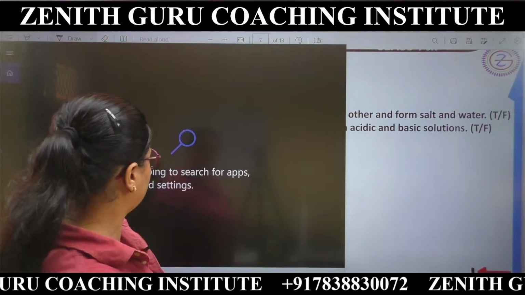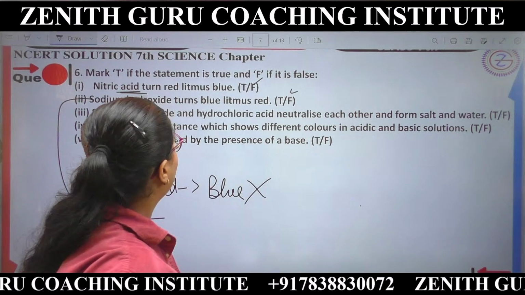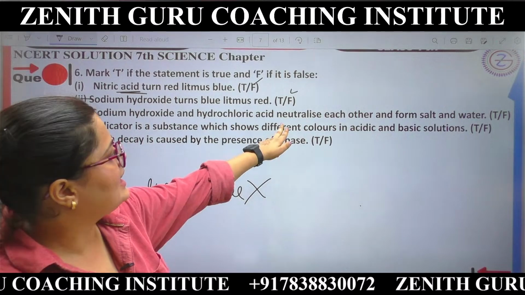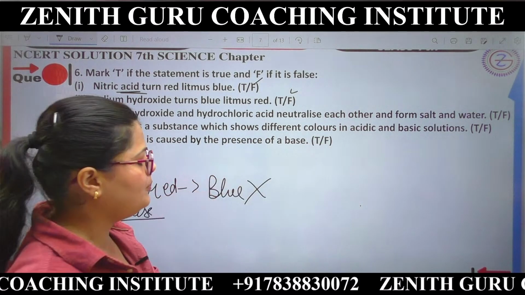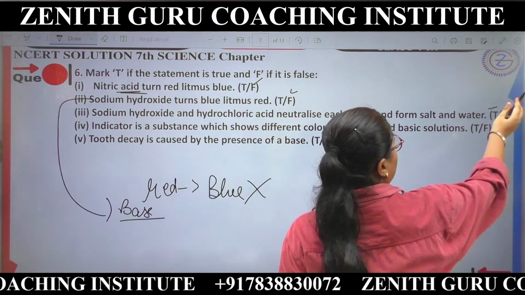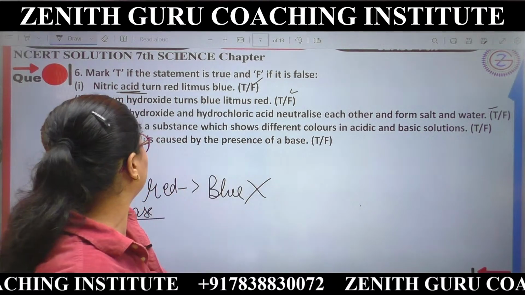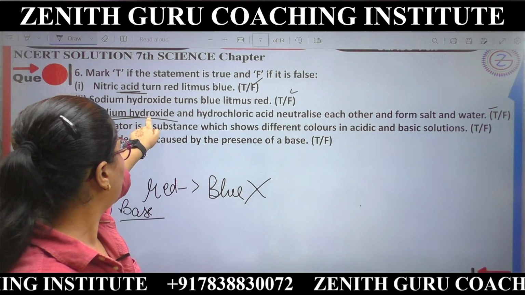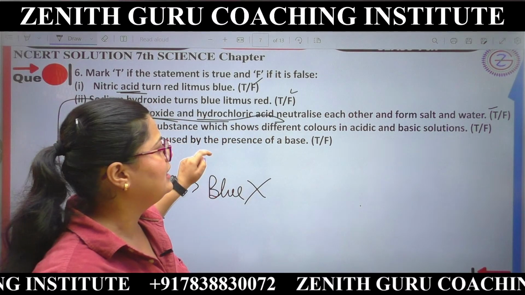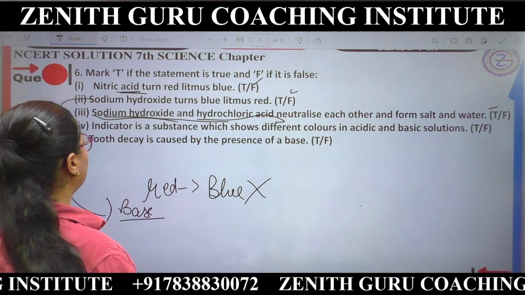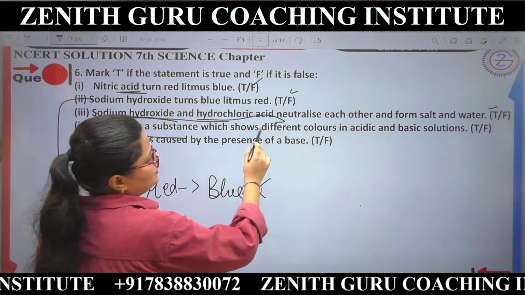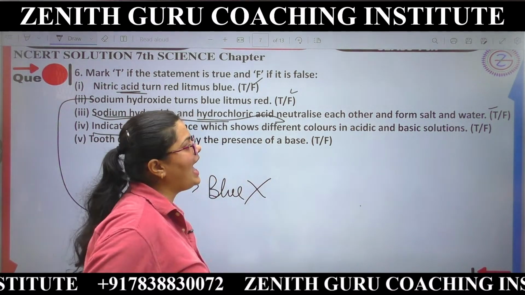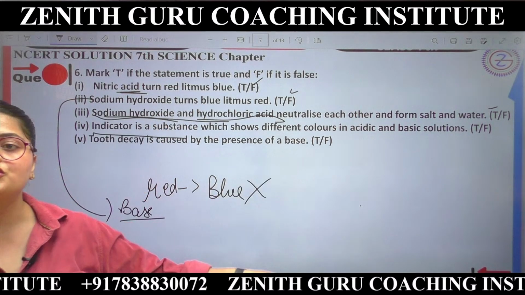Sodium hydroxide and hydrochloric acid neutralize each other and form salt and water. This is true because it's a neutralization reaction. Okay, it is NaOH and HCl. Indicator is a substance that shows different colors in acidic and basic solutions.